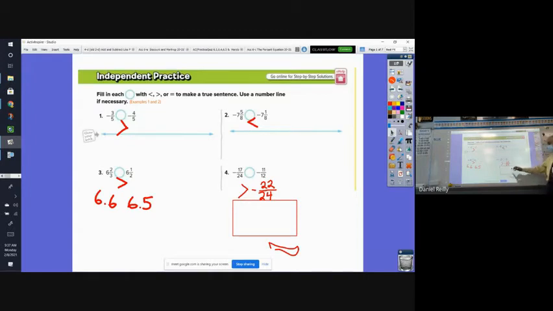Or you can always use your calculator and divide these. I don't know what they come out to as decimals. Anyone do it as decimals and write it down?